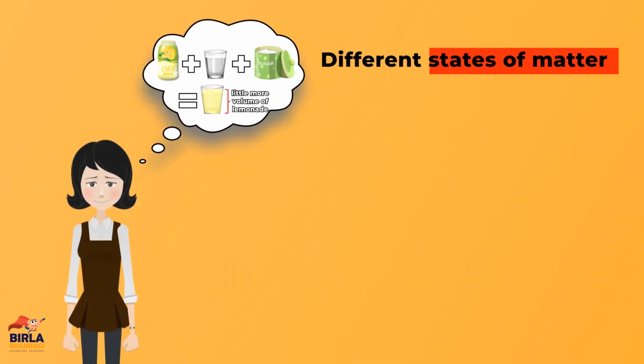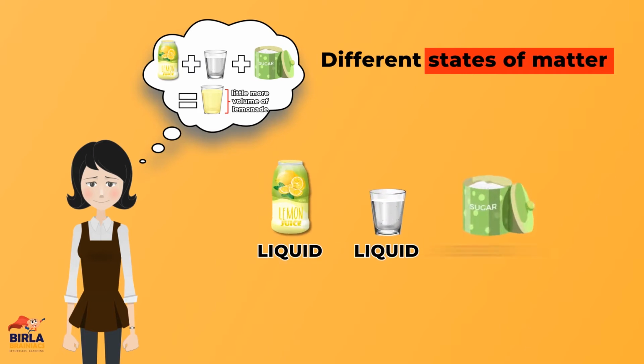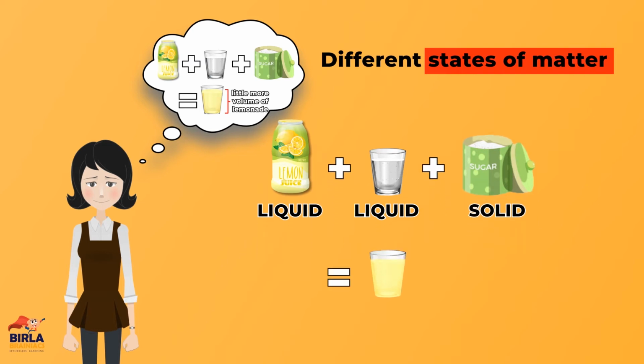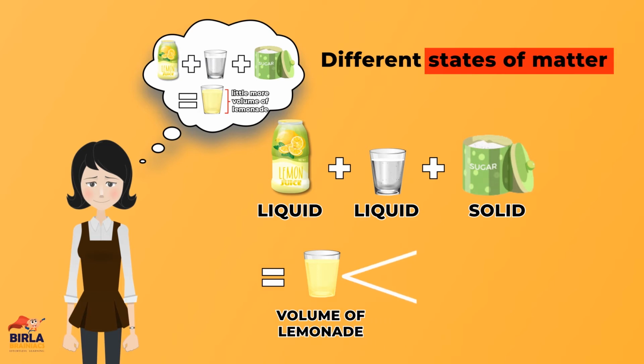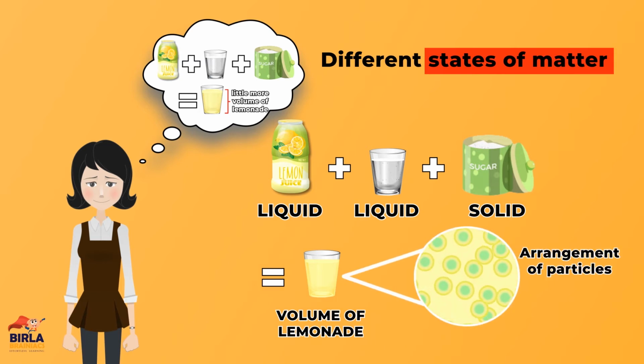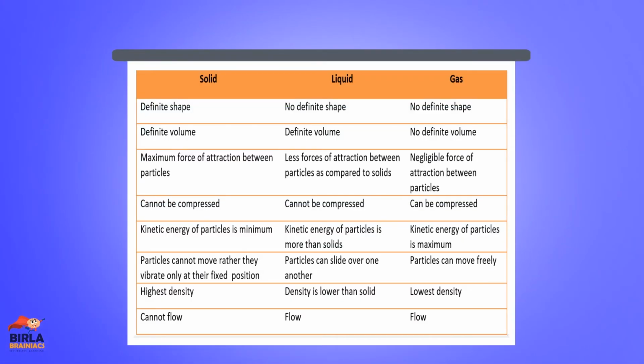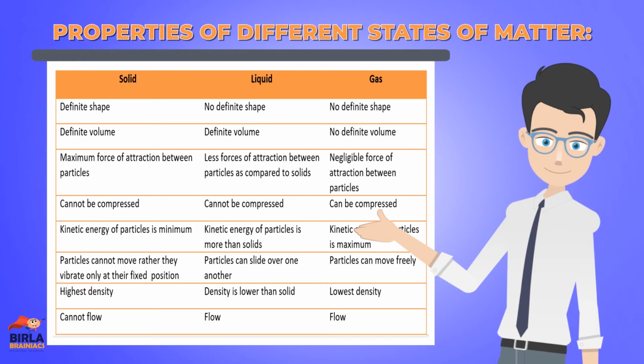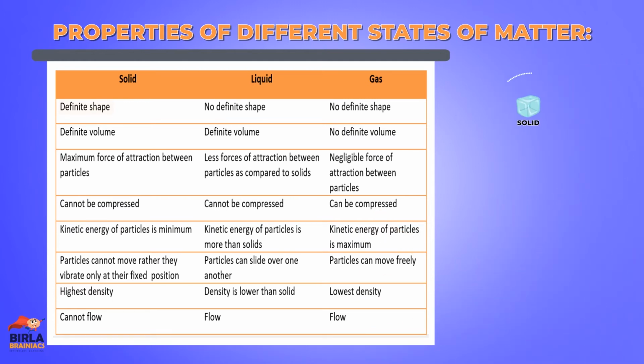So after understanding about the arrangement of particles in different states of matter, we can now relate that when lemon juice and sugar were added to water, the particles occupied the spaces between the molecules of water. It was due to this particle arrangement that the volume of the solution formed did not increase significantly as was expected by Naisha. Let us now understand the properties of solids, liquids and gases.